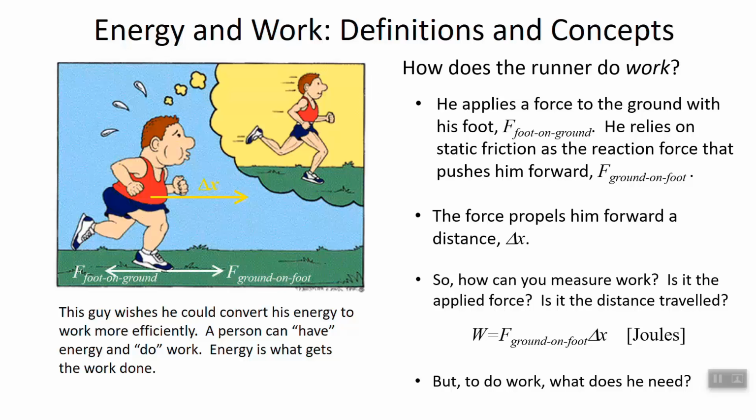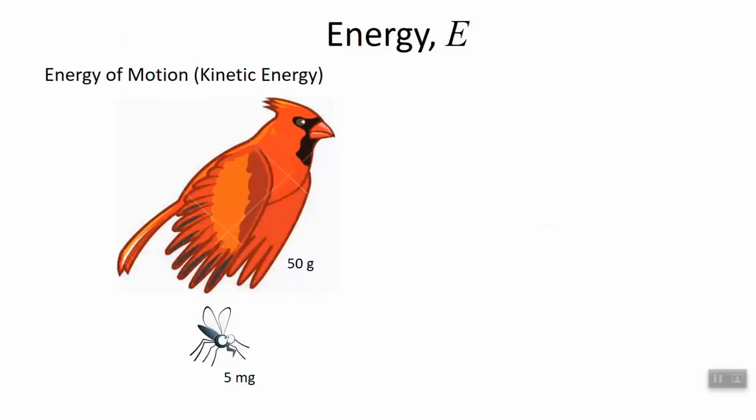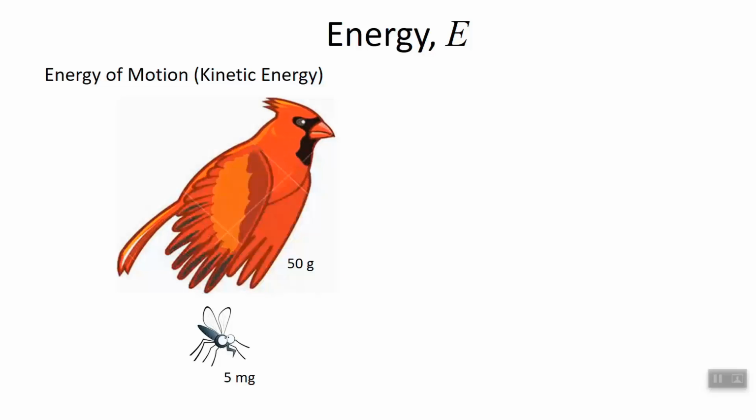Overall, delta x is going to be more than just, say, 1 meter. It might be 1 kilometer by the time he gets where he's going. He's going to do a lot of work. What does he need? He needs to eat his Wheaties. He needs energy. And energy comes in two forms. There's the energy of motion, also called kinetic energy.